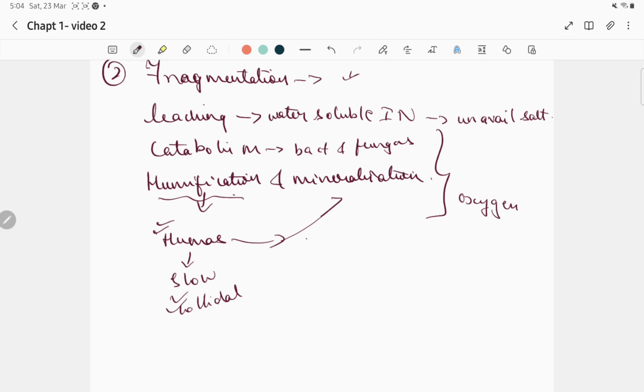So after humification, mineralization will happen, and all this depends on oxygen supply. A lot of oxygen is required for all these processes. They are temperature dependent, and also depend on soil moisture. So all this depends on these three factors. Okay, this is about the second component.